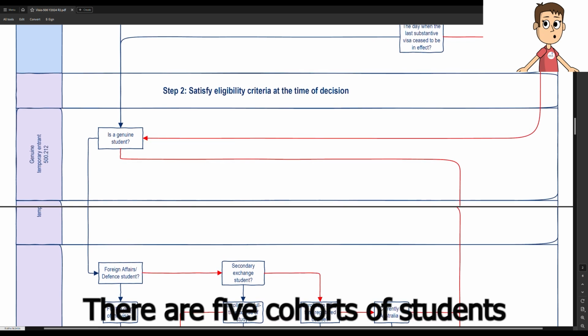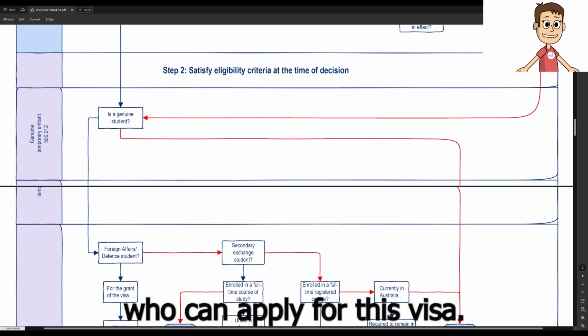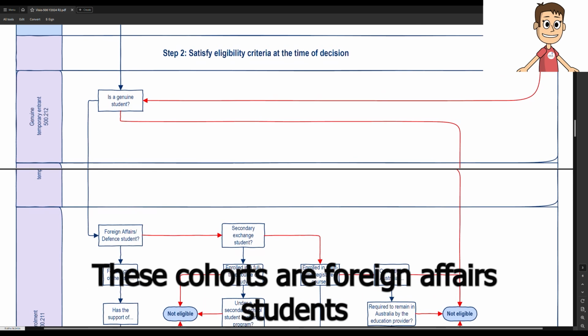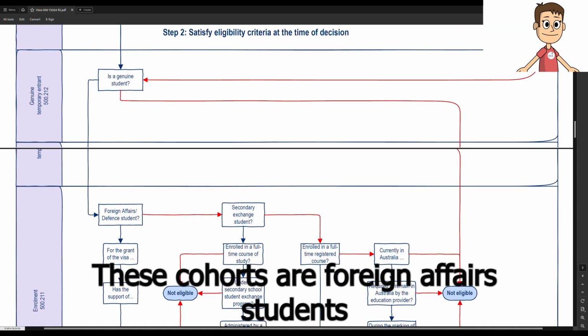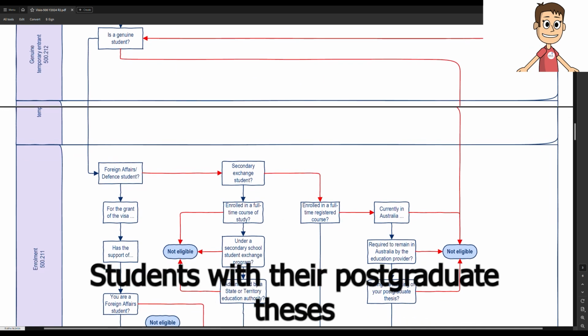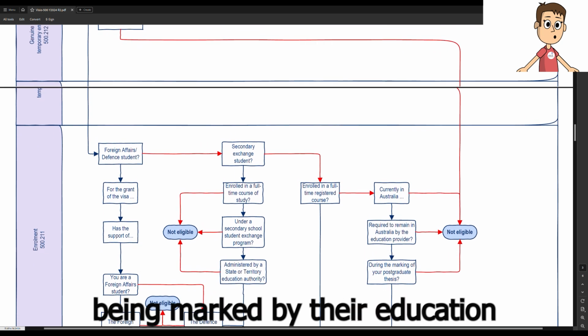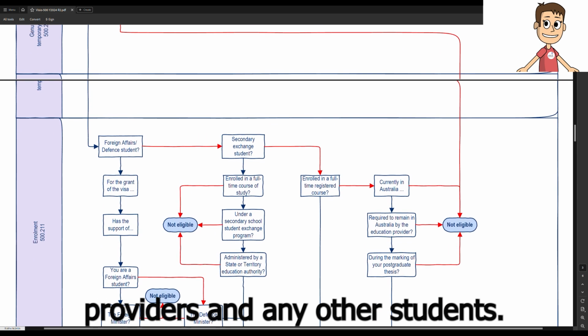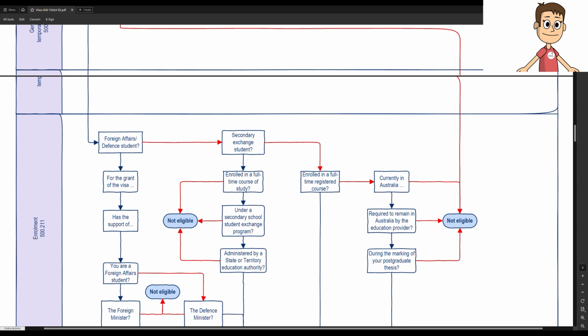There are 5 cohorts of students who can apply for this visa. These cohorts are foreign affairs students, defense students, secondary exchange students, students with their postgraduate theses being marked by their education providers and any other students.